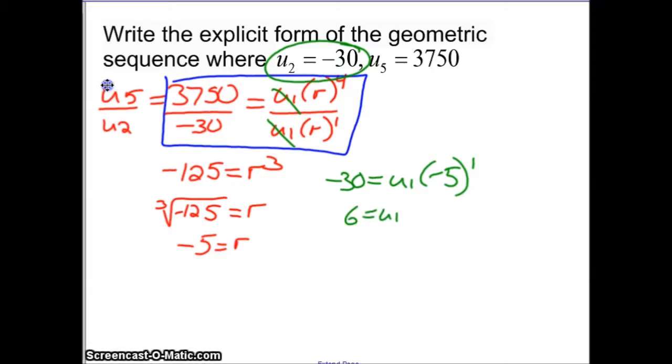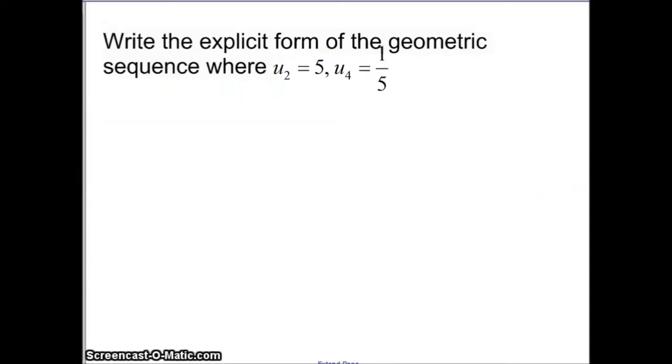Now I know my common ratio and my u sub 1. I can write the formula. U sub n is equal to 6 times negative 5 to the power of n minus 1. We're going to do one more. All right, so here I've got the fourth term and the second term.